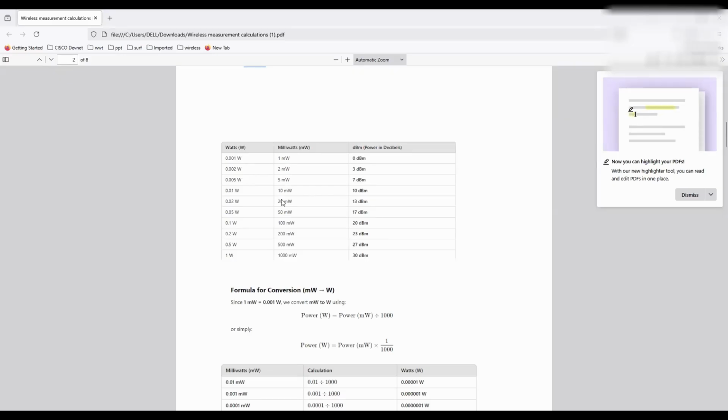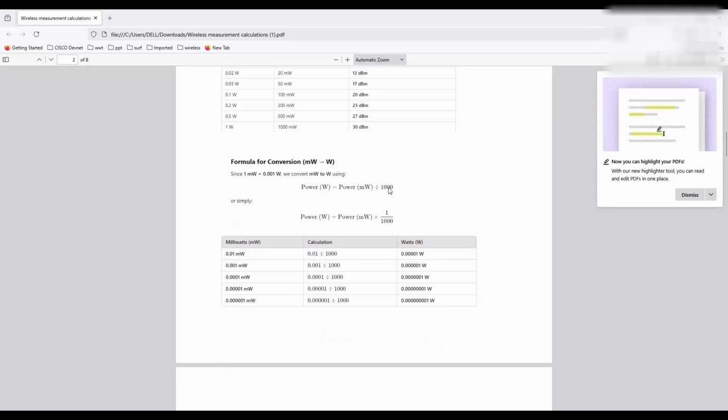Similarly, as you go on multiplying, you can see 0.05 watt. If I want to represent this 0.05 watt as the power of a client, it is a little bit difficult. If I say 50 milliwatt, that is more readable, right? So that's why we are converting. That is the only reason for conversion.